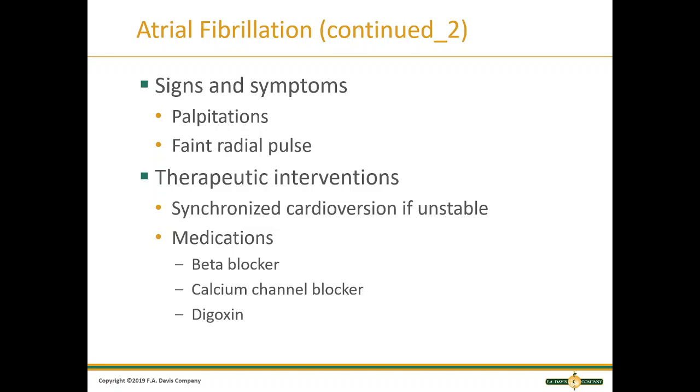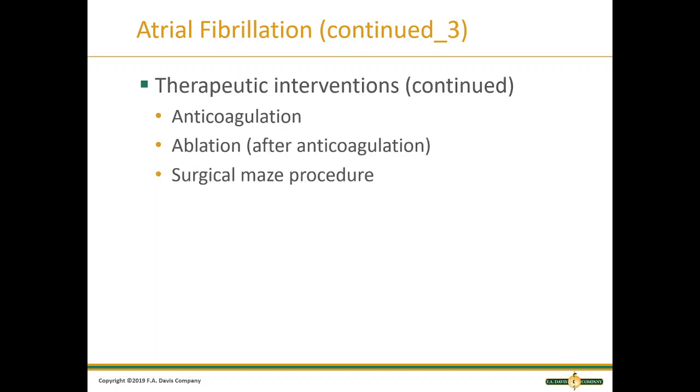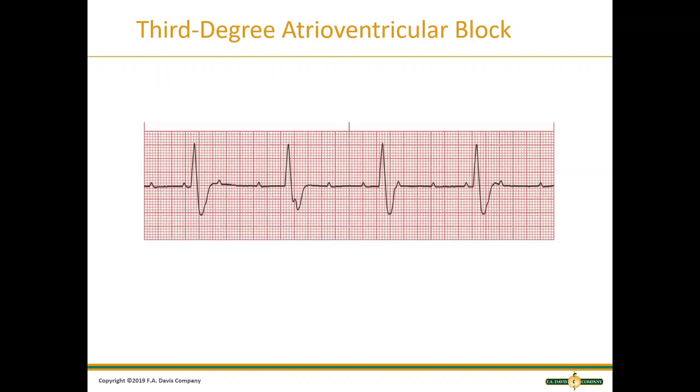They can usually try to do a cardioversion if it's unstable, if it bothers them, if they're really feeling palpitations all the time. These are the medications that are often given. Anticoagulation therapy is generally always prescribed with atrial fibrillation. They can do an ablation after anticoagulation, or a surgical maze procedure. So there are other things that they can do.